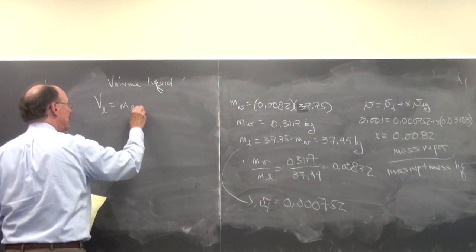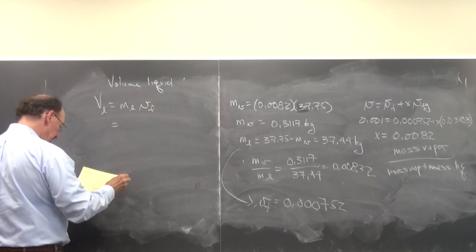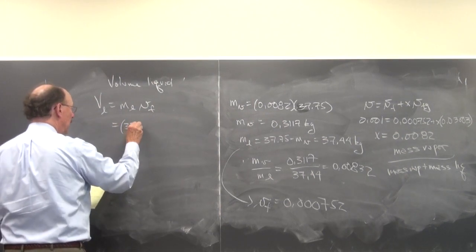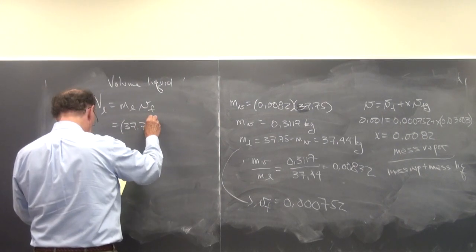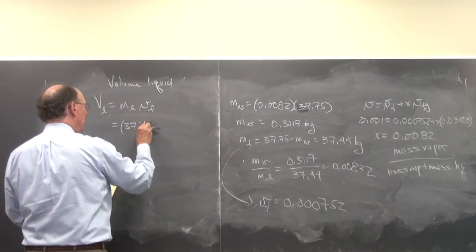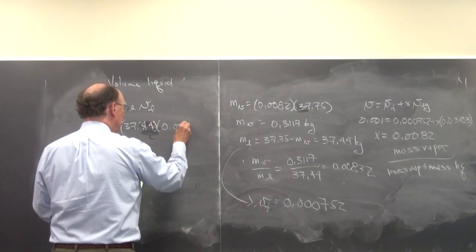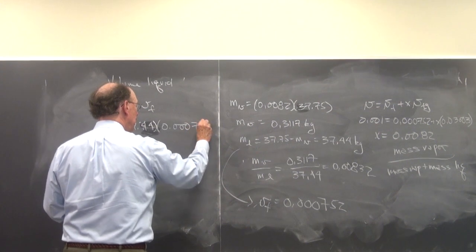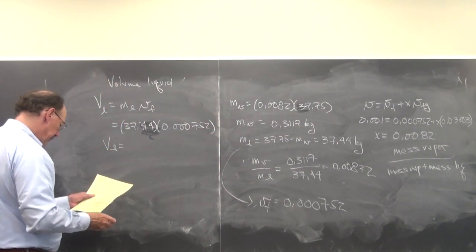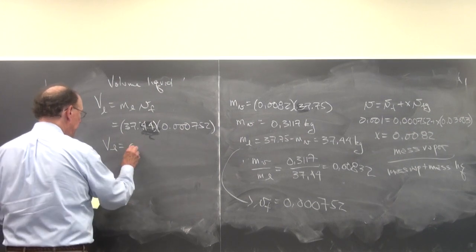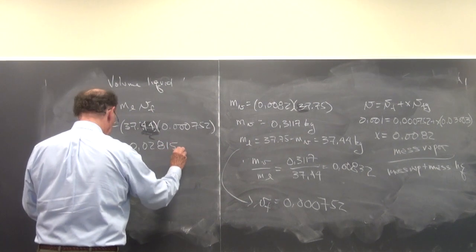So it's the mass of the liquid times the specific volume. So I have 37.74, 0.44 rather, times 0.123752. And so I have that the volume of the liquid is equal to 0.02815 cubic meters.